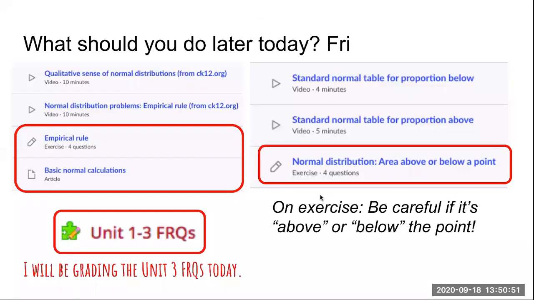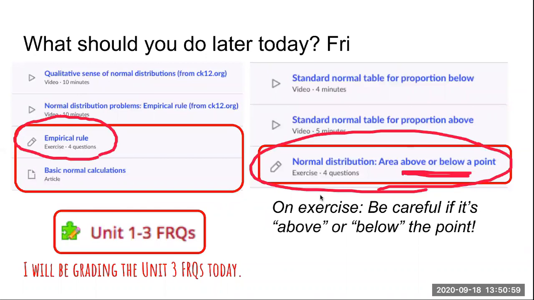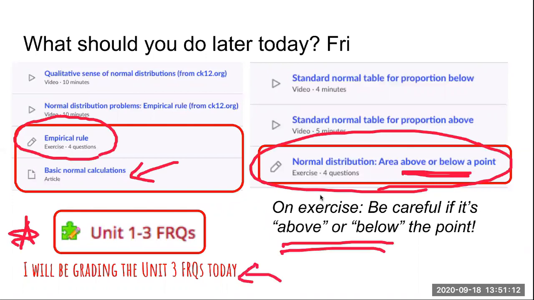That was it for the lesson. You have an empirical rule exercise and a normal distribution above or below exercise on Khan Academy. Be careful if the question's asking you above or below. There's also an article that I'd like you to do. There's a Unit 1 to 3 FRQs assignment on Schoology. Today or tomorrow, I will be grading the Unit 3 FRQs, so make sure they're done by Friday, September 18th.